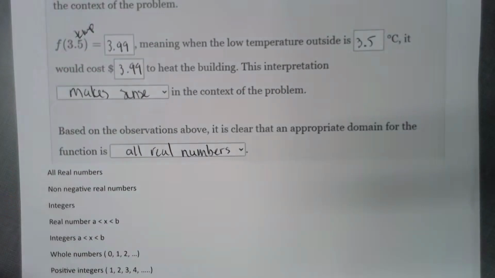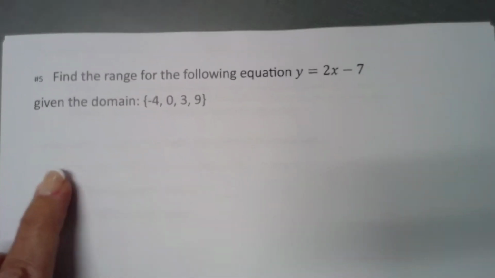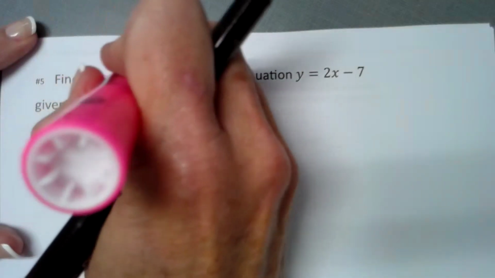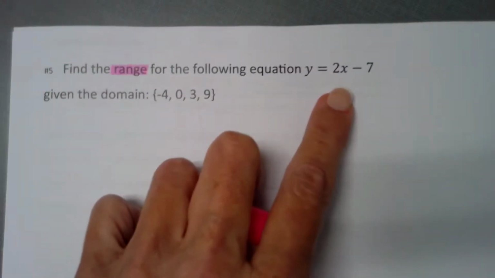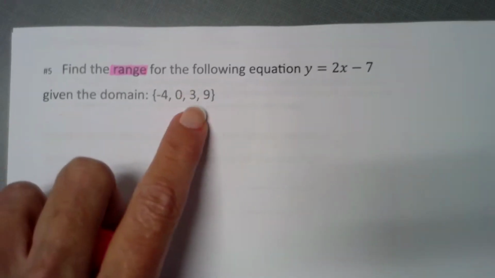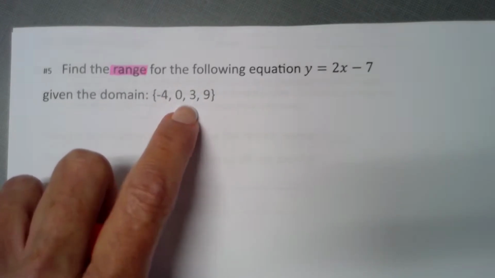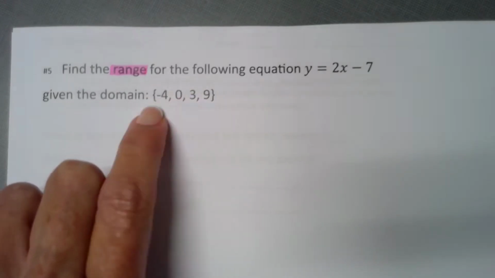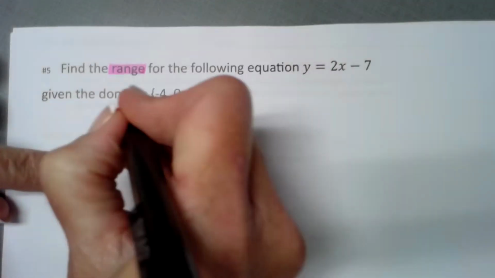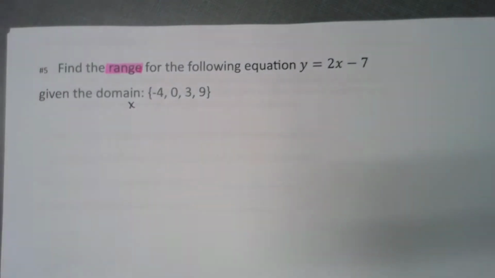Okay. All right. And one last little domain and range problem that looks different than the others. Okay, notice this says find the range. So we are finding the y values for the following equation. And here's the weird thing. They are actually giving you the domain values. In other words, the domain is being restricted to just these 4 values. Remember, domain is the x, so they're giving you the x values.